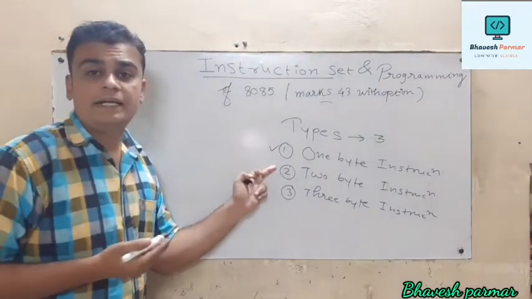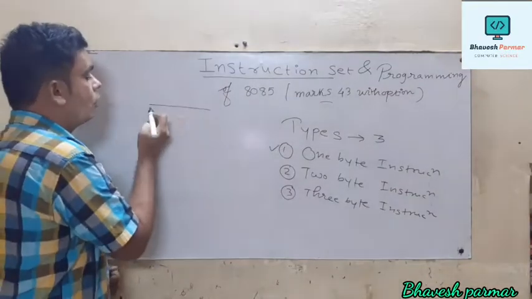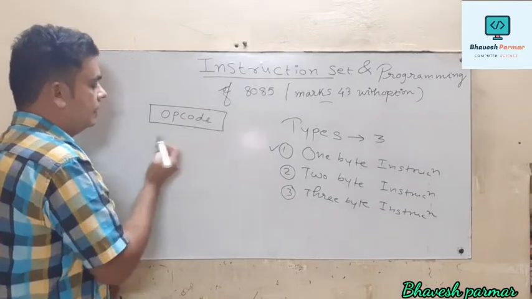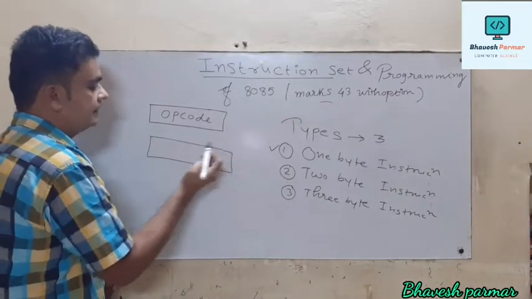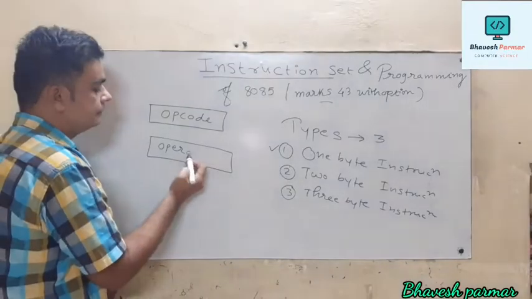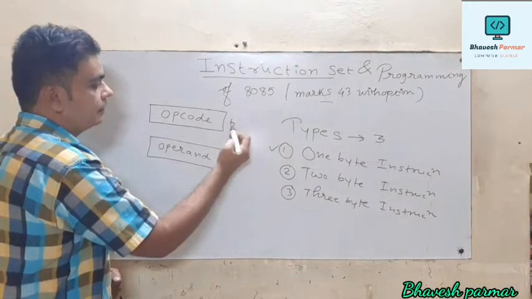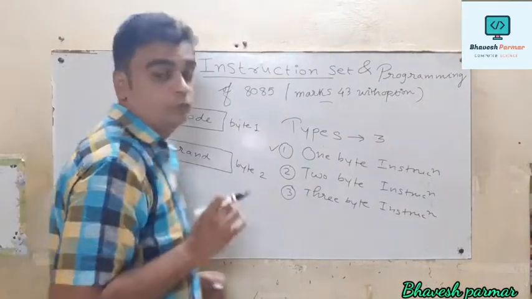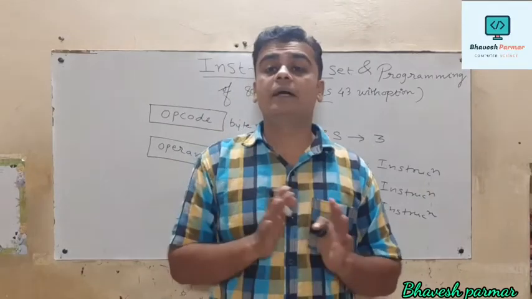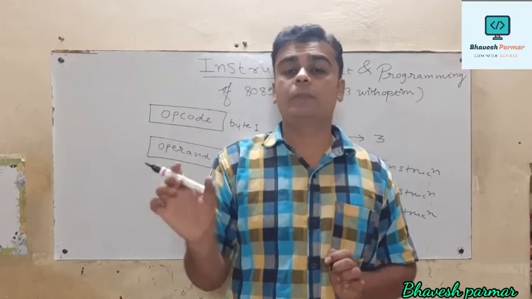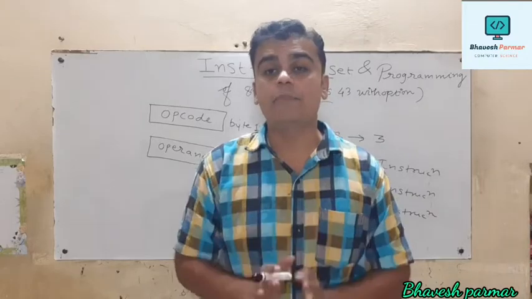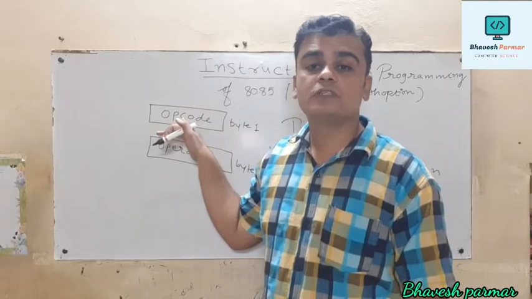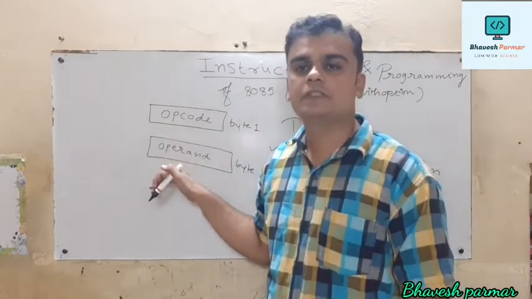So guys, in case of a 2 byte instruction, what happens? This is my opcode, the operation code, and in the second box I have to use the operand. So this is my byte 1 and the second box represents byte 2. In a 1 byte instruction, both opcode and operand are stored within the same byte. But in a 2 byte instruction, the opcode is stored in a separate byte and the operand is stored in a separate byte.